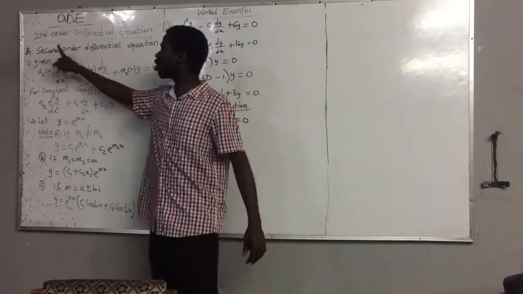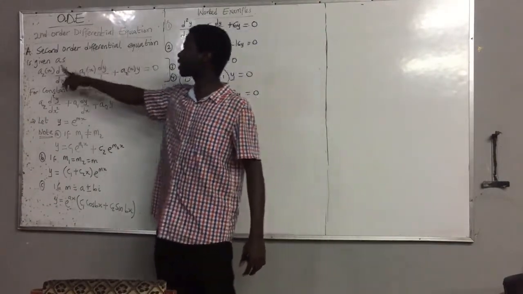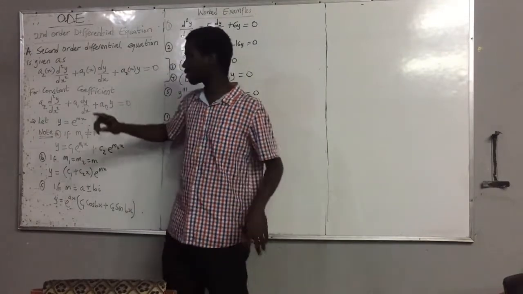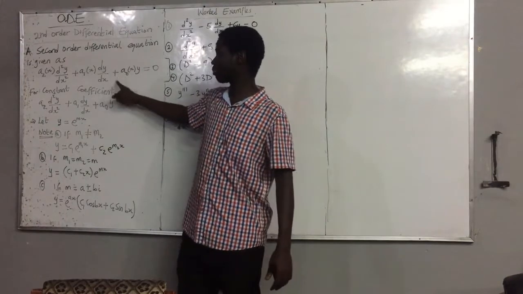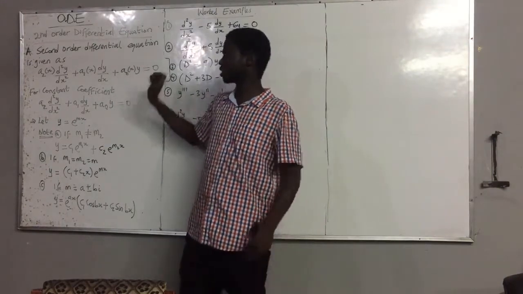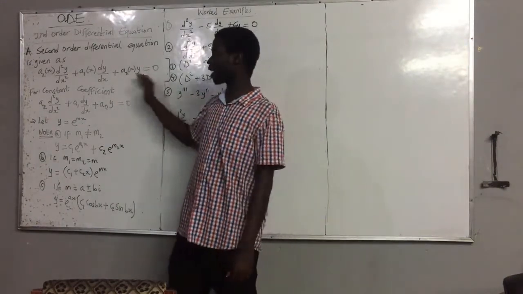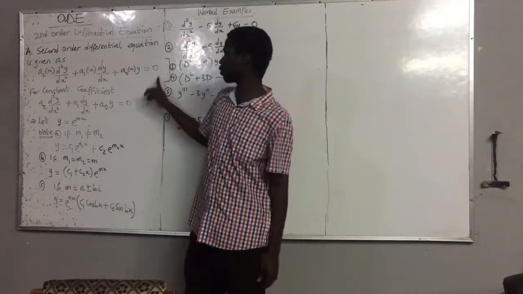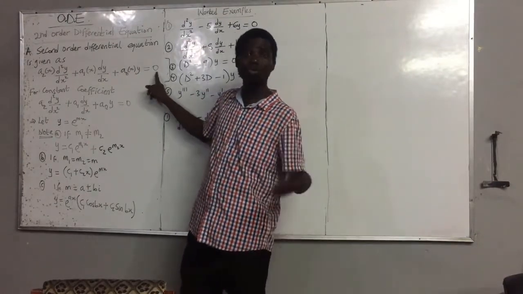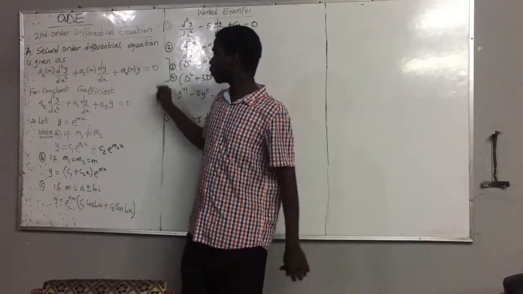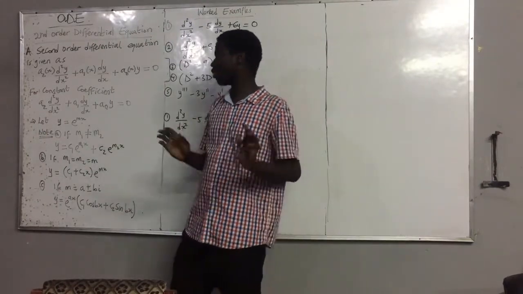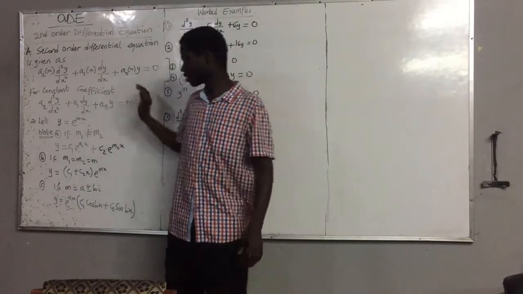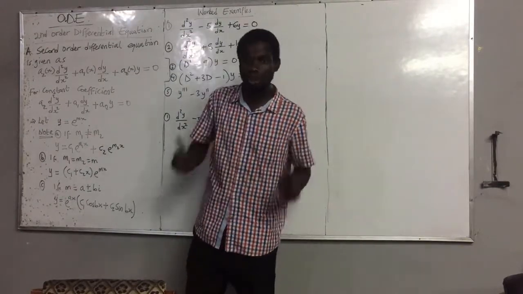Now a second order differential equation is given as what? a2 of x d squared y over dx squared plus a1 of x dy dx plus a0 of x y equals 0. This is the general form of writing the second order homogeneous equation. When this right side is equal to 0, they call it a homogeneous differential equation. But at times it may not be equal to 0. Do you understand? But what I'm doing now is second order differential equation with constant coefficients.